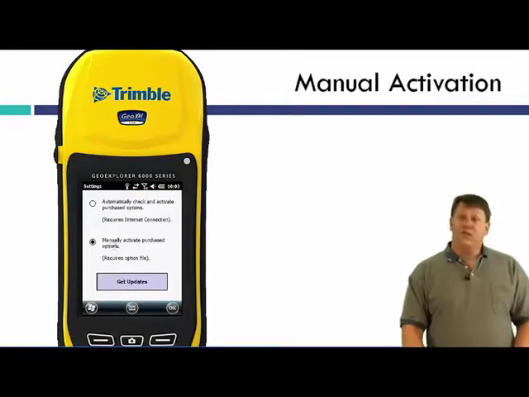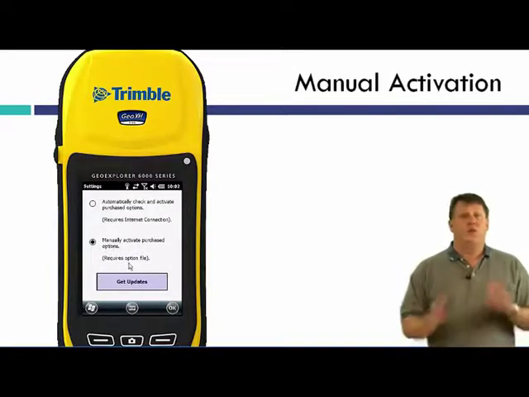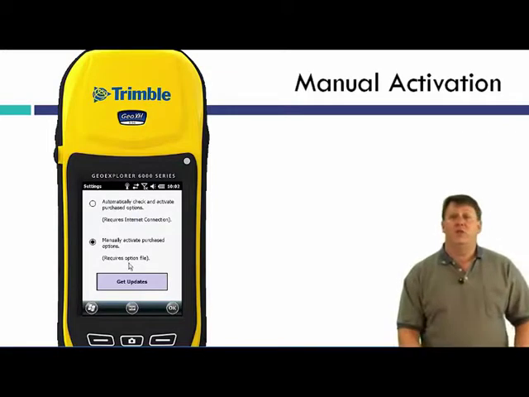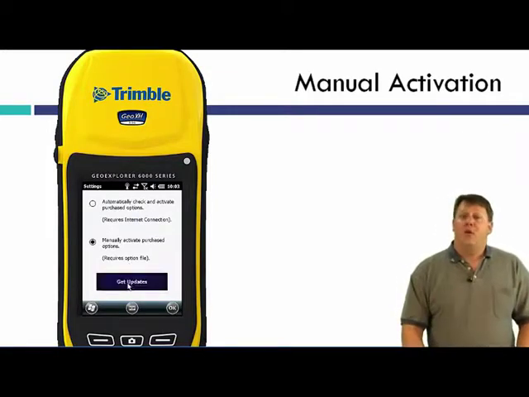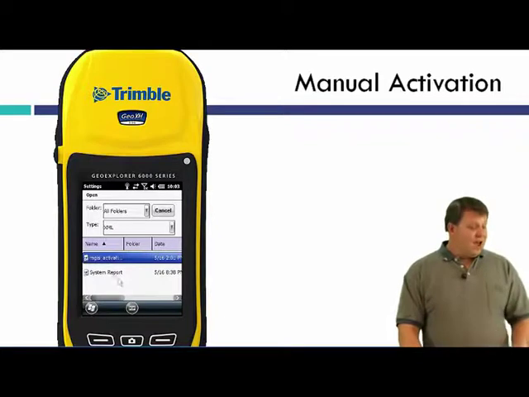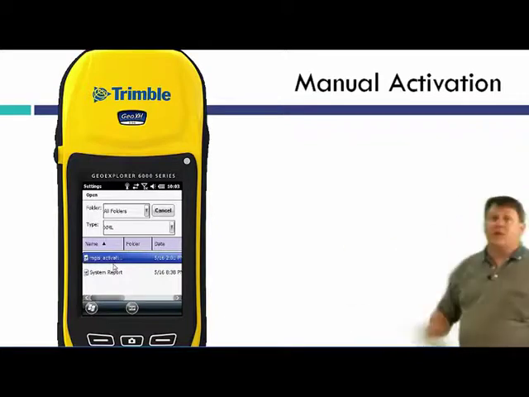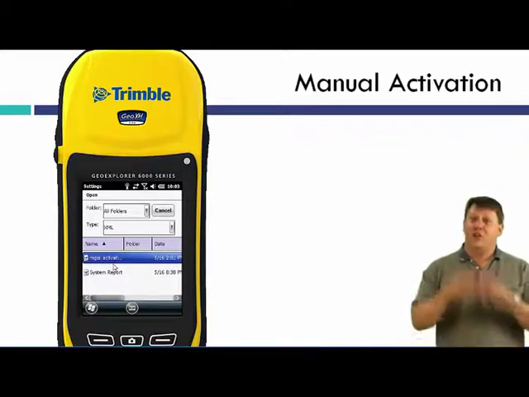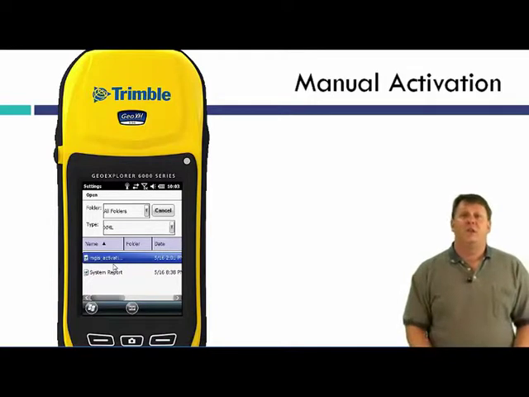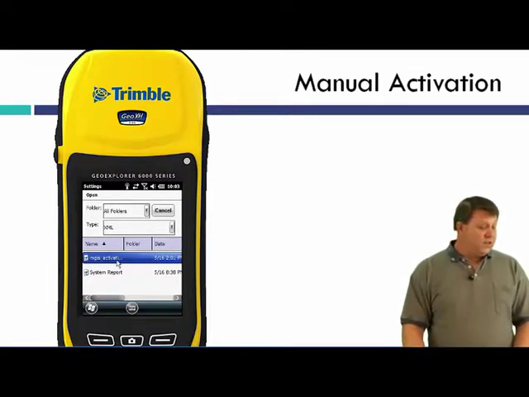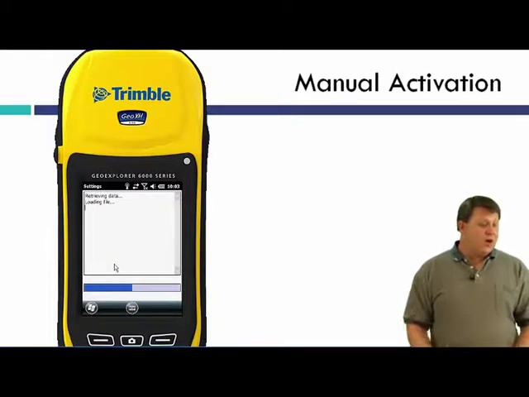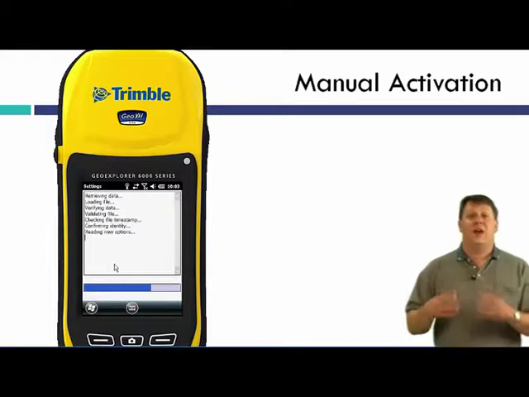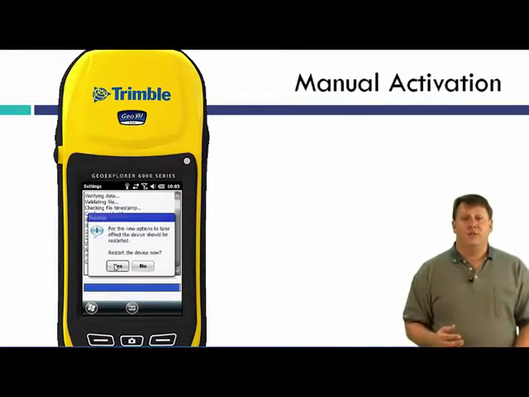Make sure that you select for manually activated purchased options, and it requires an option file, which we have just copied and repasted onto the receiver. Tap on Get Updates. It now finds our file, it's looking in all folders, and it finds our XML activation file. With it selected, when we tap on it, it goes ahead and applies our activation to our receiver.